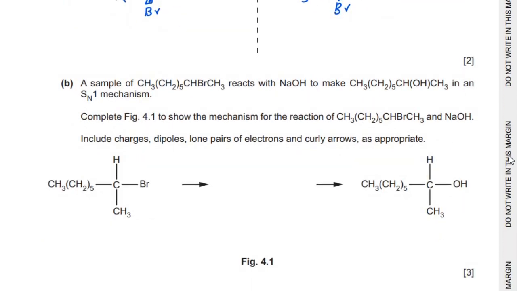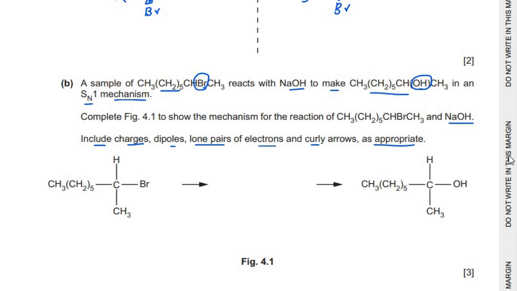It says a sample of the same compound reacts with NaOH to make the compound shown here. So we can see that the bromine is replaced by the OH group, hydroxyl group, in an SN1 mechanism. Complete the figure 4.1 to show the mechanism of the reaction of this compound with NaOH. Include the charges, dipoles, lone pairs of electrons, curly arrows as appropriate. So we have to complete the mechanism.